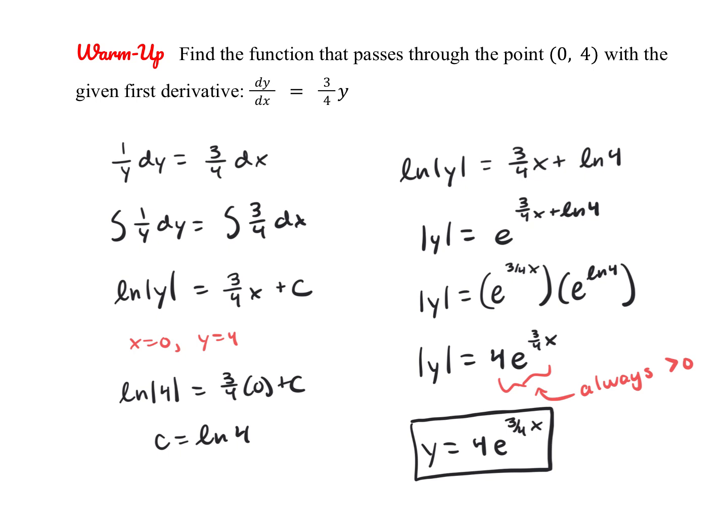So I'm going to rewrite it in exponential form, e to this power equals absolute value of y. This we can rewrite as e to the 3/4 x times e to the natural log of 4. This will simplify to 4. This can stay as is, and this term will always be positive, so we can lose our absolute value signs.